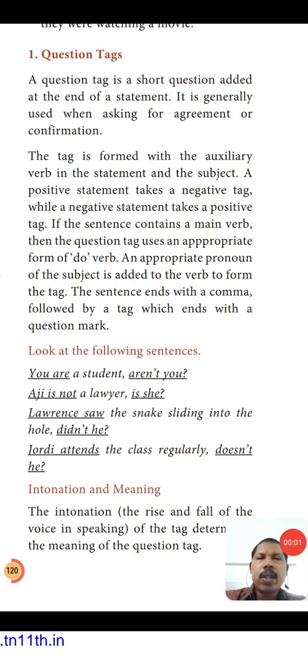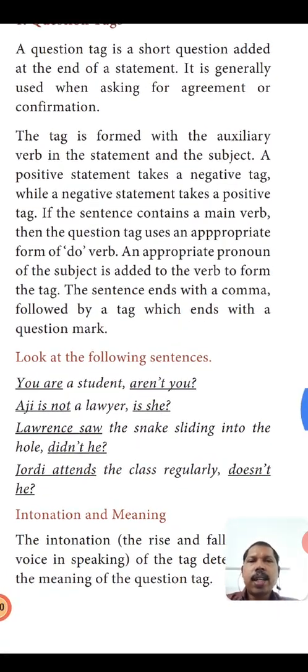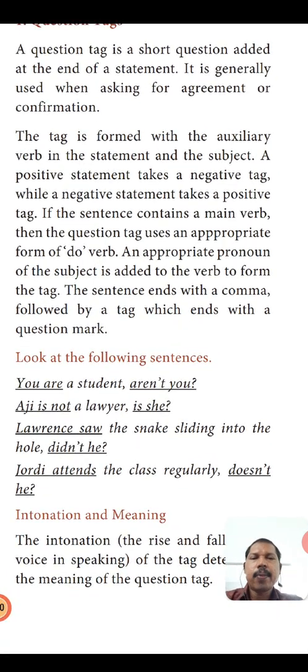In the last video, I explained what a question tag is and how we have to use it, the positive for the positive statement, affirmative and negative, how it should be used. In this video, we are going to see what is given in your textbook. A question tag is a short question added at the end of a statement.